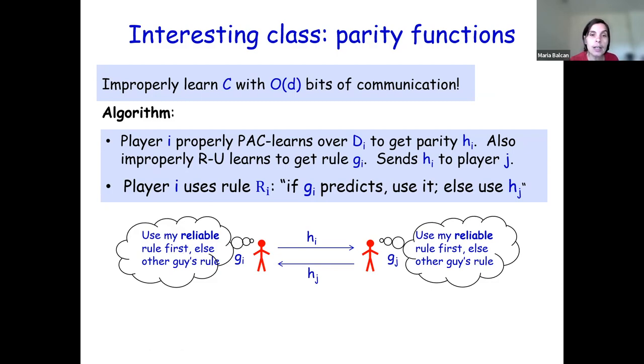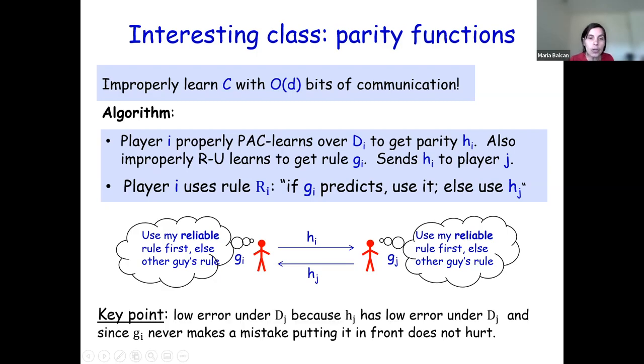Then what's the final rule? Player i will use the following rule. If his reliable useful learner predicts, then he follows that prediction. Otherwise, he just uses the parity function h_j that he got from the other player. The key point, high level, is that we get a low error under D_j, because h_j has low error under D_j, and since g_i never makes a mistake, putting it in front of our final prediction rule doesn't hurt. So that's a quick argument for why this is the correct learning procedure. We're able to improperly learn parity functions using only order d bits of communication.